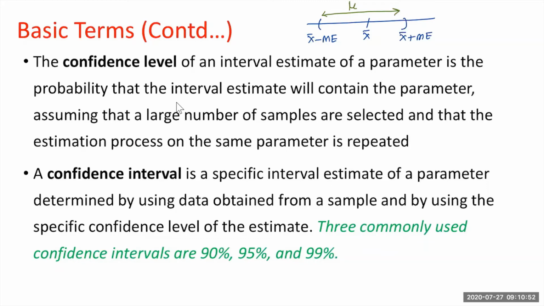So in order to define the confidence interval, we need to know what the confidence level is first. The confidence level of the interval estimate of a parameter is the probability that the interval estimate will contain the parameter, assuming that a large number of samples are selected and that the estimation process on the same parameter is repeated.